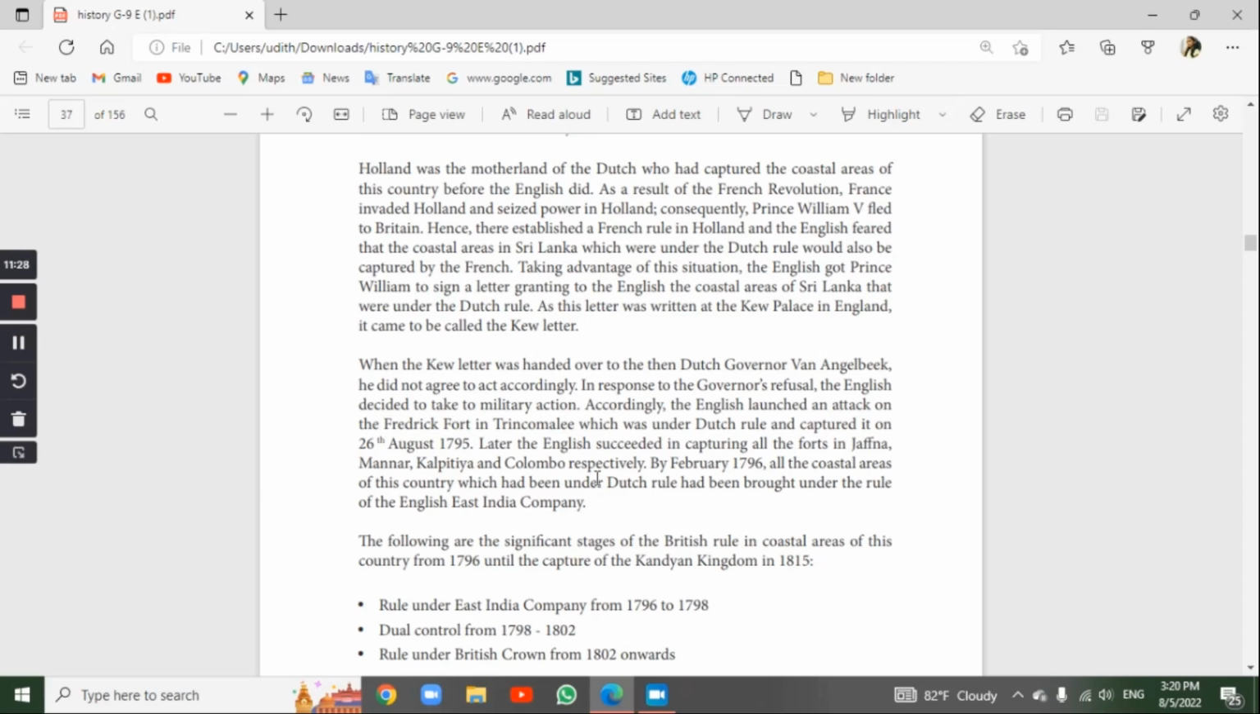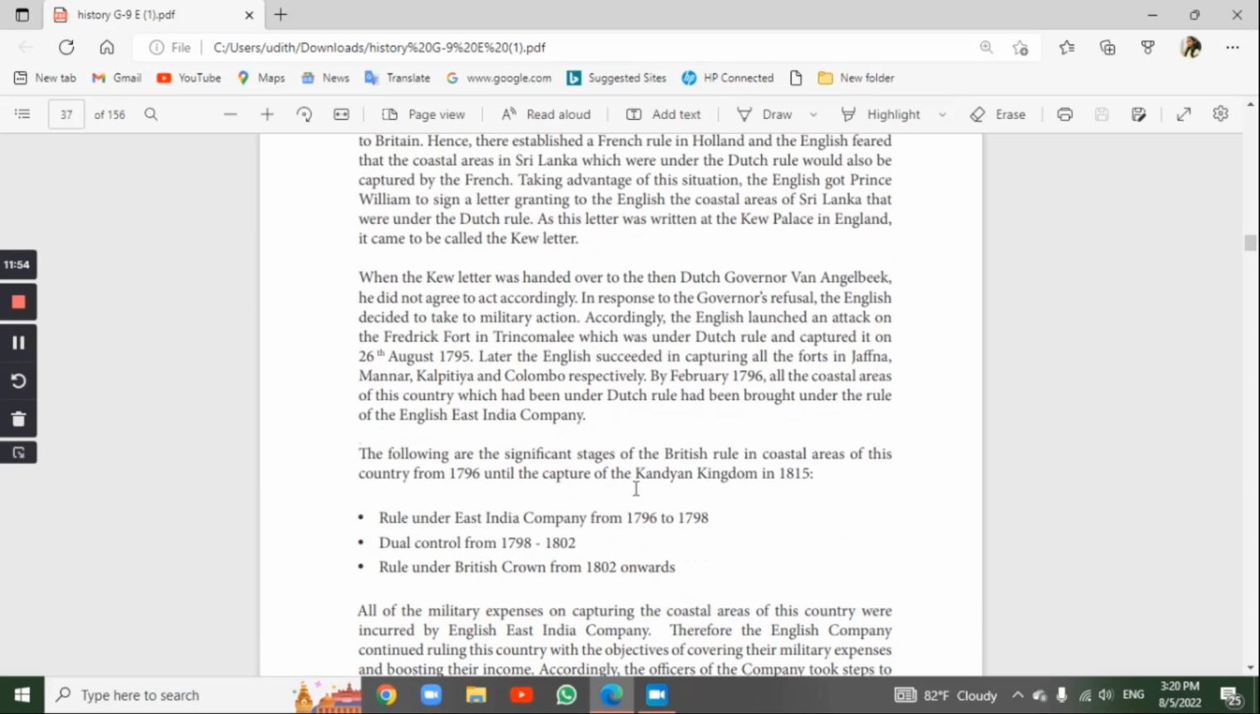Later, all the forts of Jaffna, Mannar, Kalpitiya and Colombo were also captured successfully. By February 1796, all the coastal areas of Sri Lanka, which had been under the Dutch, came under the English East India Company. So this is the story of how they were able to capture the coastal areas of our country.